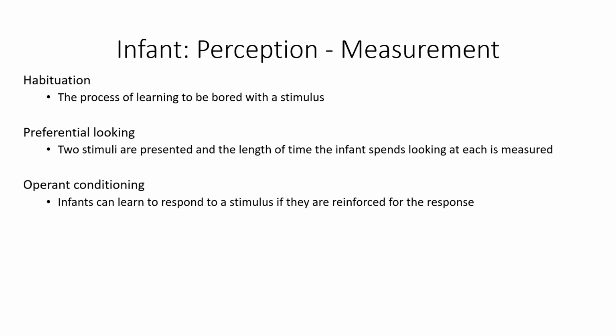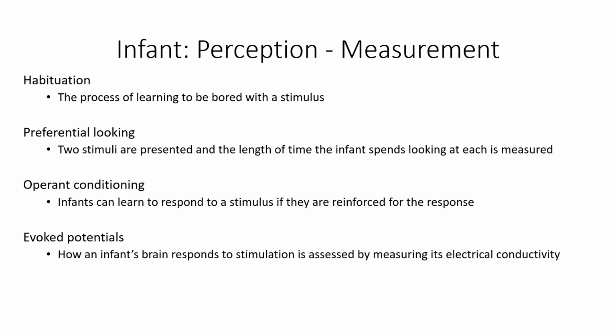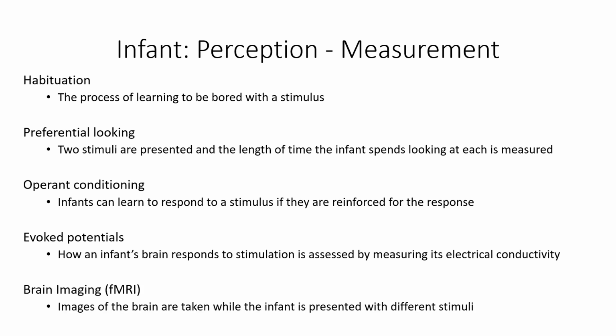Operant conditioning: infants can learn to respond to a stimulus if they're reinforced for the response. So you start to see, well, are our two stimuli equal enough to elicit the same response, or are they different? Evoked potentials, this is how the brain responds, through brain electrical conductivity, and things like functional magnetic resonance imaging or fMRIs, brain imaging. So images of the brain can be taken while the infant is presented with different stimuli. Let's look at a couple videos if they work.